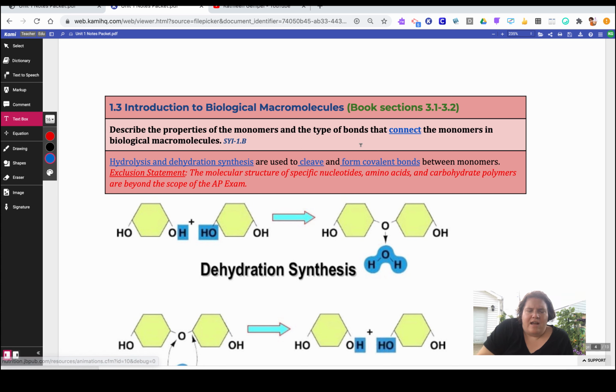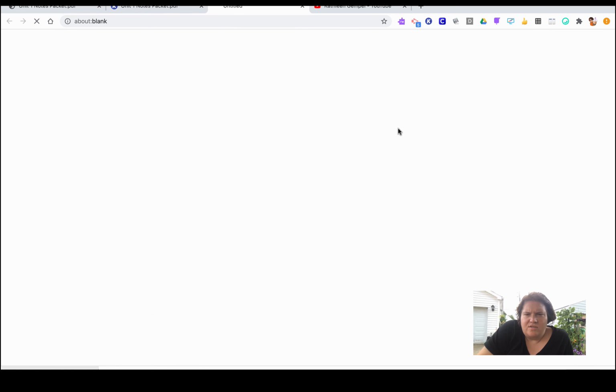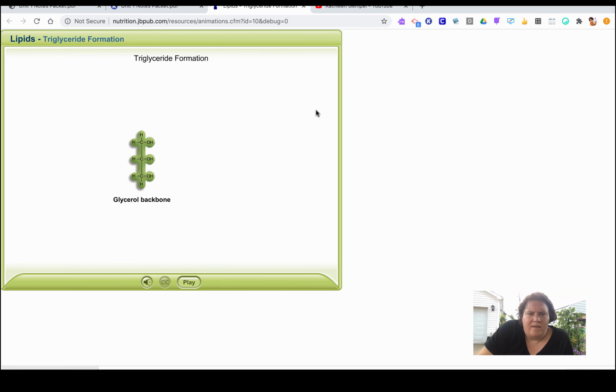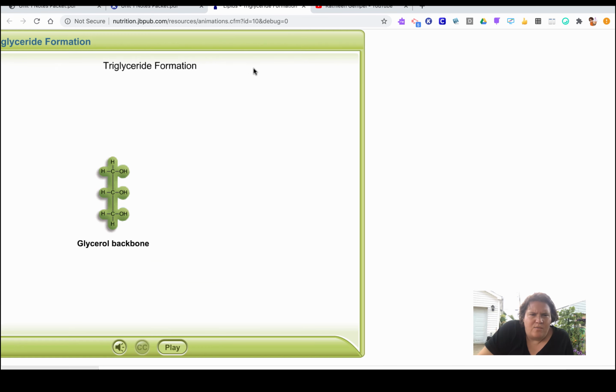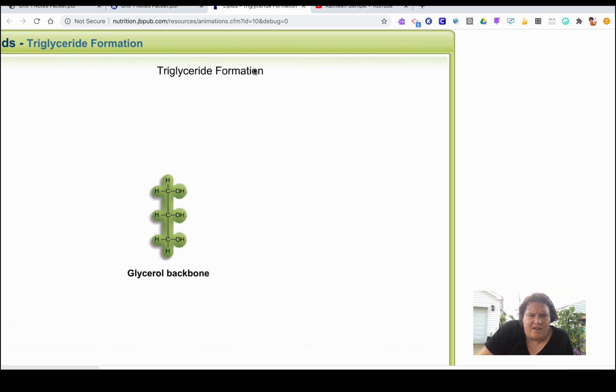So this is going to cover hydrolysis and condensation and how that is going to be used to make all the different types of macromolecules in your cells. Okay, so this is going to show us how we form a triglyceride.